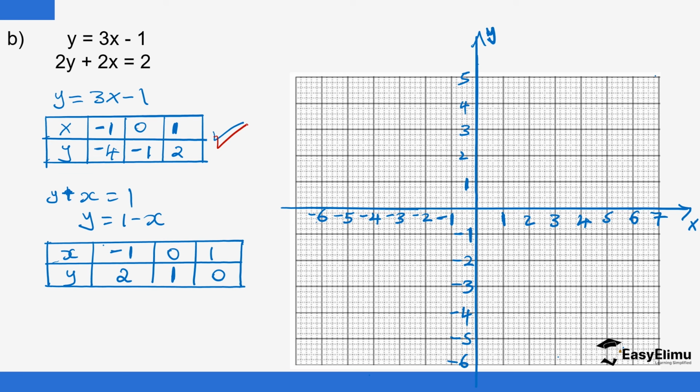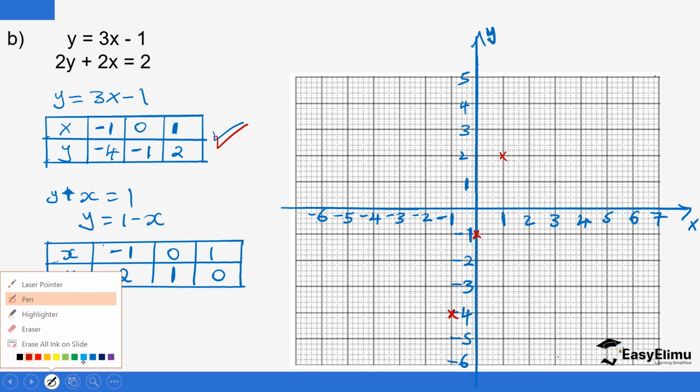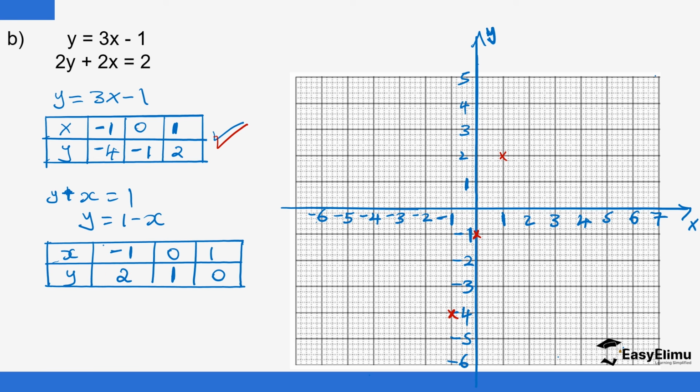So I will begin with the first table. So -1, -4, somewhere there. Then 0, -1 is here. And then 1, 2. So just draw a line that passes through the 3 points. So you label the line after you've drawn it. So y equals 3x minus 1. I will also do the plotting with the other one as well.